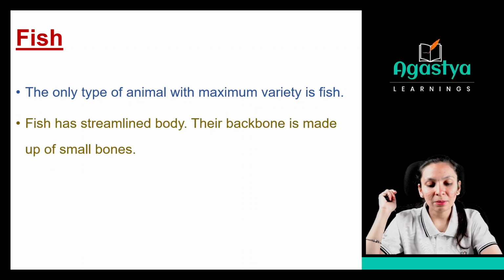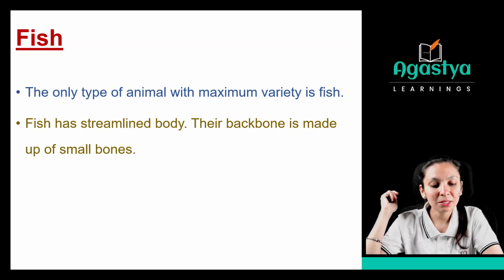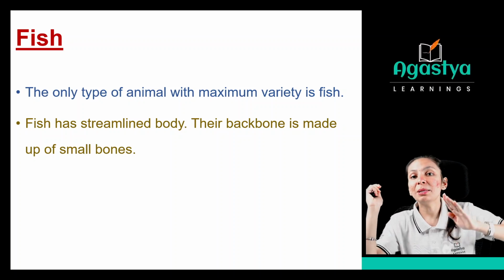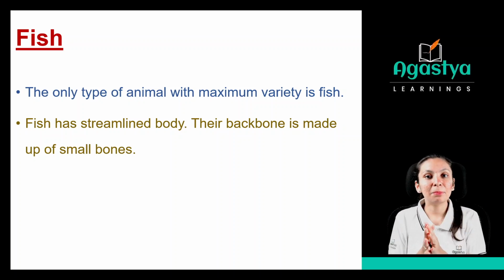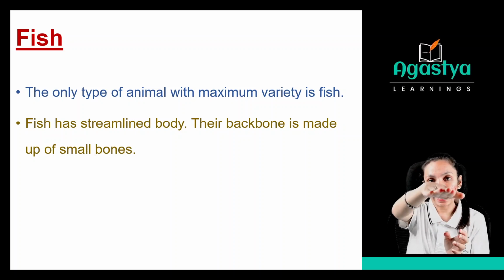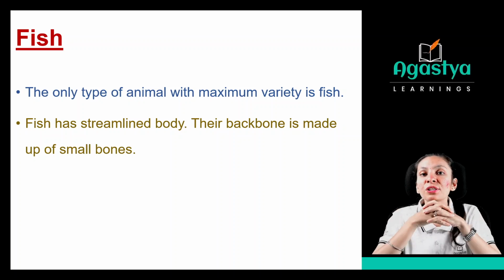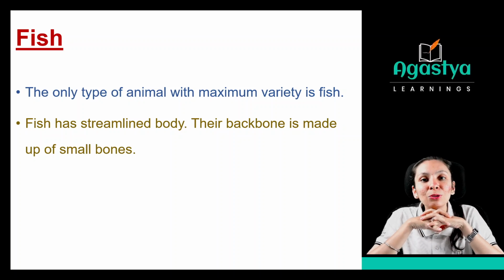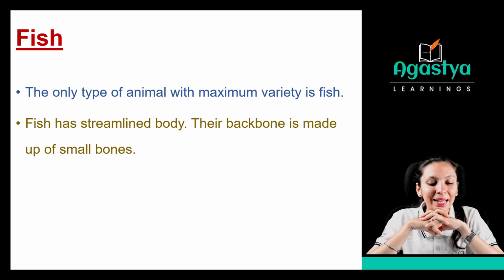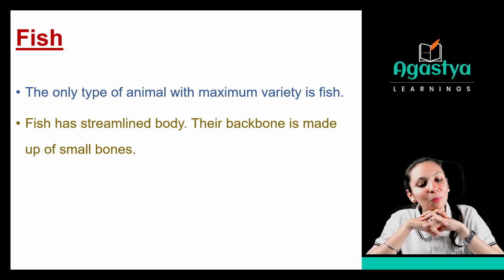Fish has a streamlined body and their backbone is made up of small bones. Streamlined body. What do you mean by the streamlined body? See, this animal has a structure like this, which can easily swim in water with the flow of water. So for that, they have to have a body shape like that, which can help them to swim in water. That is why they have this streamlined body.